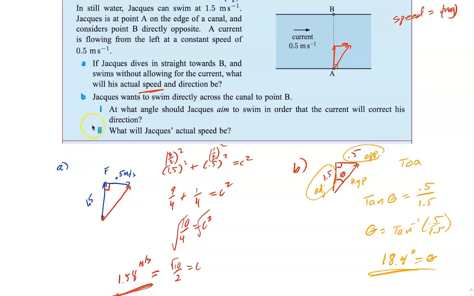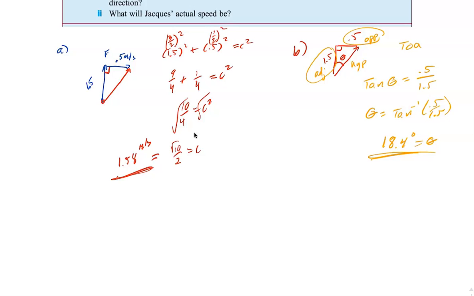Now let's see the second part of B. What is Jock's actual speed? So what's this talking about? What's going on here is this. Now that we're correcting our path, right? So here is B and here is A. We're not going straight anymore. Now we know we have to go at an angle, so we're going to go at an angle of 18.4. Like this is a straight line. And then I'm still swimming at my rate of 1.5 from earlier. And then the current's going to take me this way to correct my distance at 0.5.